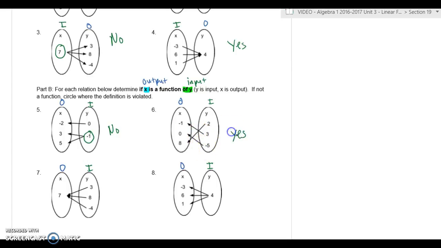Yes, that's a function. In 7, 3, 8, and -4 all go to the same output, but again, the input is 3. It's predictable where it goes. So yes, that would be a function. But 8 fails because if we start at 4, we have 3 different things that we can go to. That is not a function.